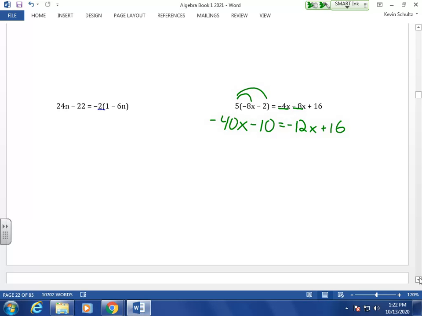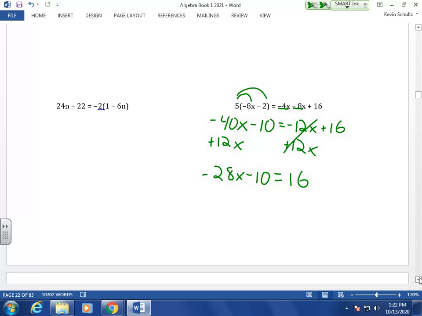Now for variables on both sides, figuring out how many more and which side is a little bit more complicated because we've got the negatives in there. So the mathematical way, just add 12x to both sides, cancel them out. Negative 12 plus 12 is 0. Negative 40 plus 12 is? Negative 28. Minus 10 equals 16.